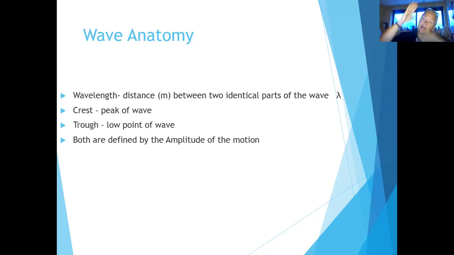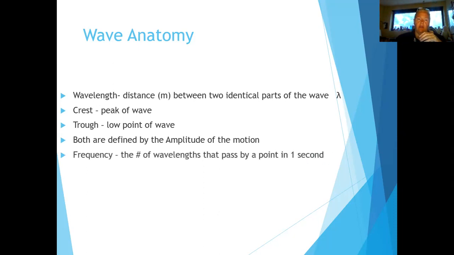Now, the amplitude will be different things. In the case of a string, it's meters. In the case of a sound wave, it's intensity. So amplitude may be in different units, depending on what kind of wave you're looking at. Then frequency, we already mentioned this earlier, but it's the number of wavelengths, because that's one complete oscillation, that pass by a particular point in 1 second.